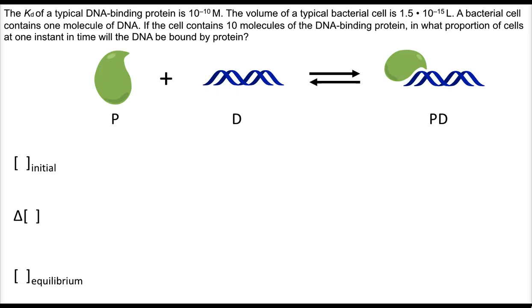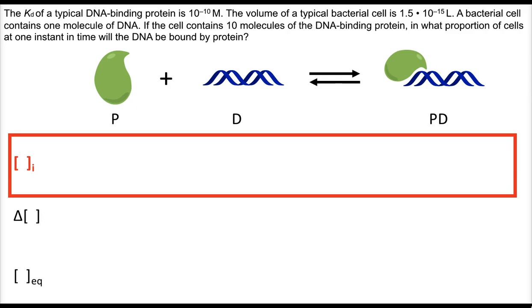First, I'll write out the reaction and set up an ice chart, which you encountered in general chemistry. The first row refers to the initial molar concentrations of the products and reactants, and the last row refers to their equilibrium molar concentrations. The middle row refers to their change in molar concentrations, that is, the difference between the initial and equilibrium molarities. The first step is to fill out the first row, that is, to find the initial molarities of the products and reactants.